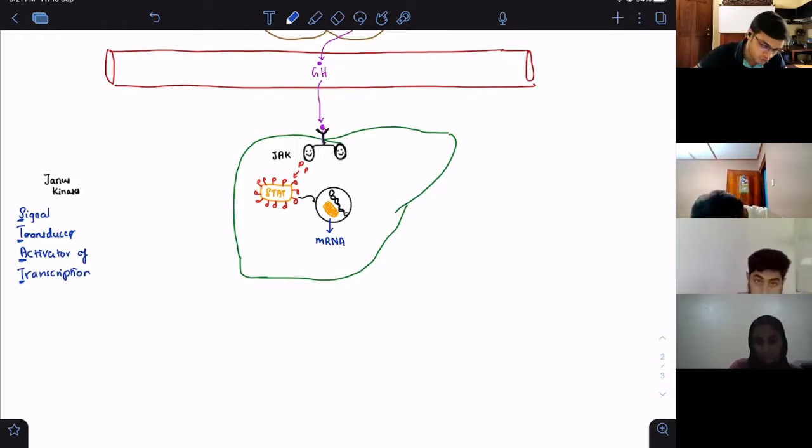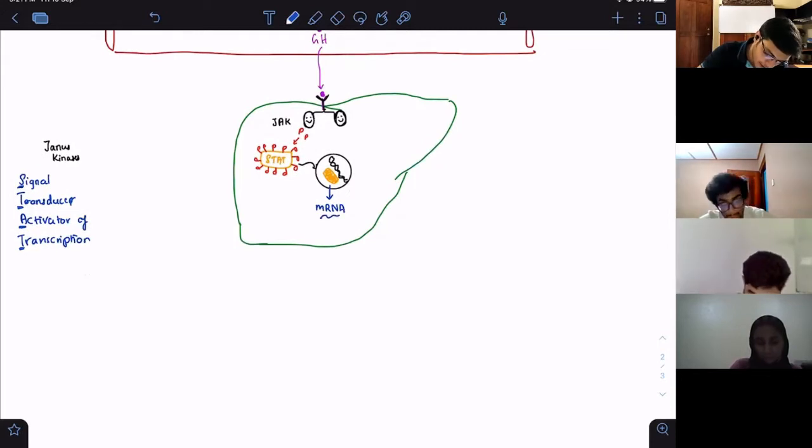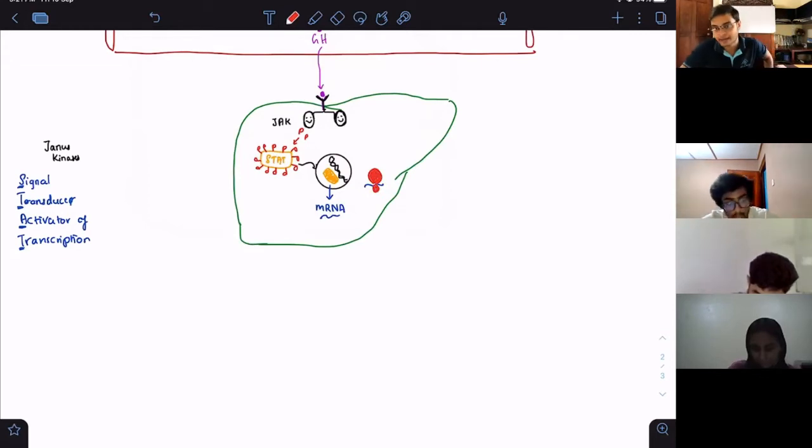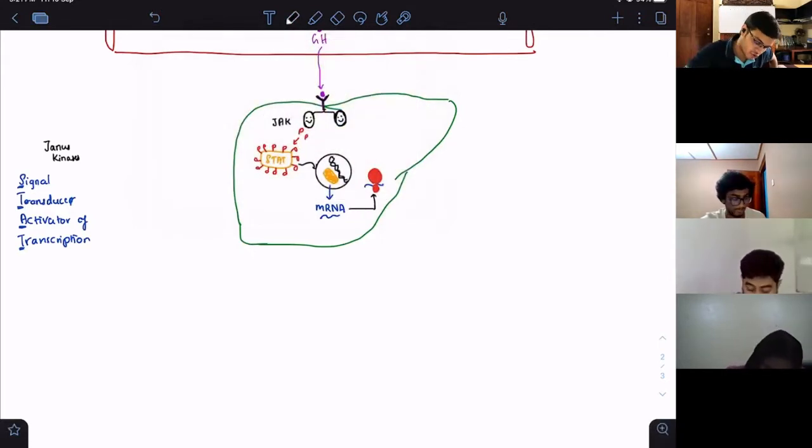mRNA, what should happen to this mRNA? It should go into a ribosome, where it will be translated. So this mRNA will be brought here, translation will happen, and eventually they are going to produce a protein.